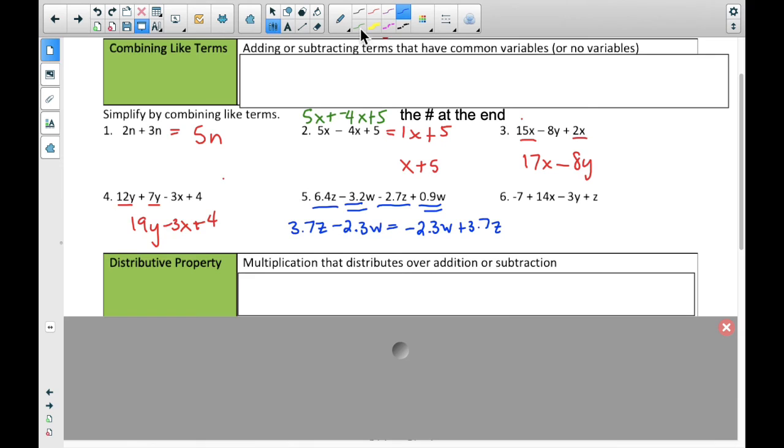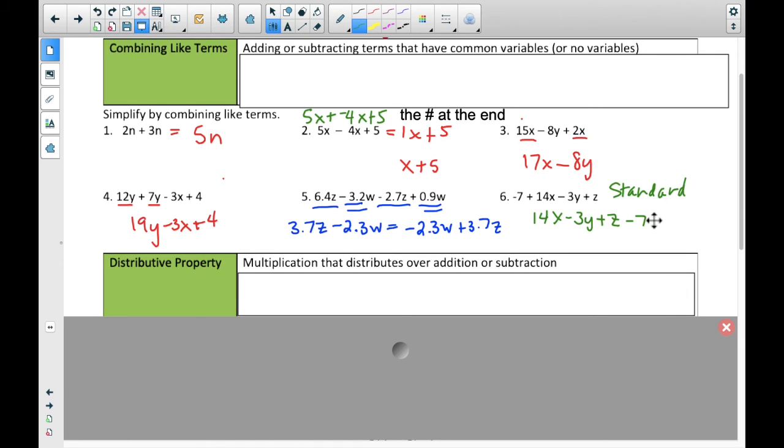Okay, let's take a look at number 6. As I look at number 6, I have an x, I have a y, I have a z, and I have a number. Those are all different. None of them are the same. I cannot combine anything. However, we do want it to be in standard form. And to be in standard form, that again means alphabetical order, and it means the number is at the end. And so if we rewrite this, this is going to be 14x minus 3y plus z. That part's not different. I'm going to take that 7, and it's a negative 7 or a minus 7, and I'm going to put it on the end.